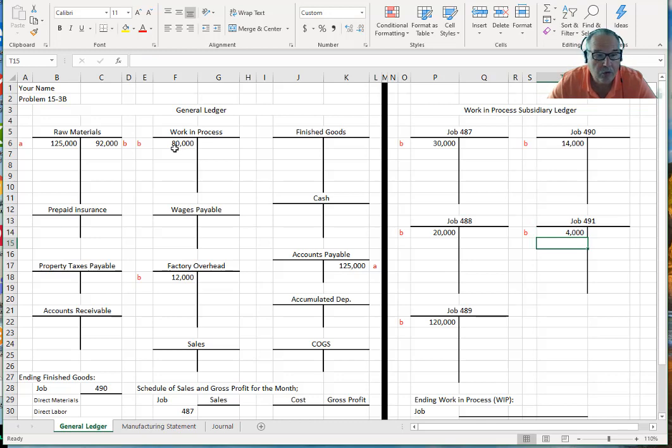So this 80,000 is spread to each one of these jobs. Let's get the right amount in there, and it has to match. So a debit in work in process is going to be a debit to each one of the jobs in the work in process subsidiary ledger.